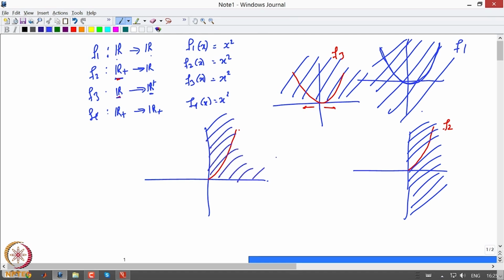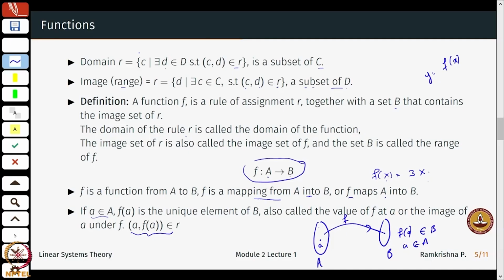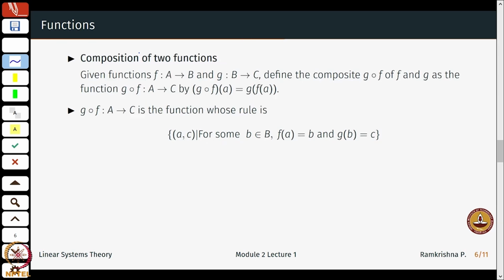Right, okay. So just to give an illustration of how we define functions and why the definition is not always complete unless you define the domain and the range space. We will revisit this shortly again. Now, something important is to also look at compositions of functions.